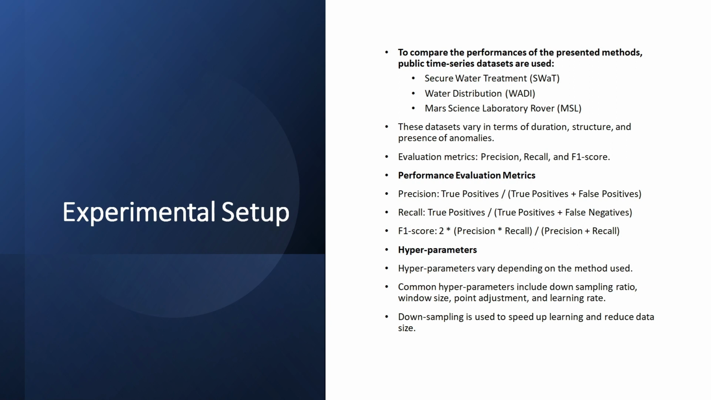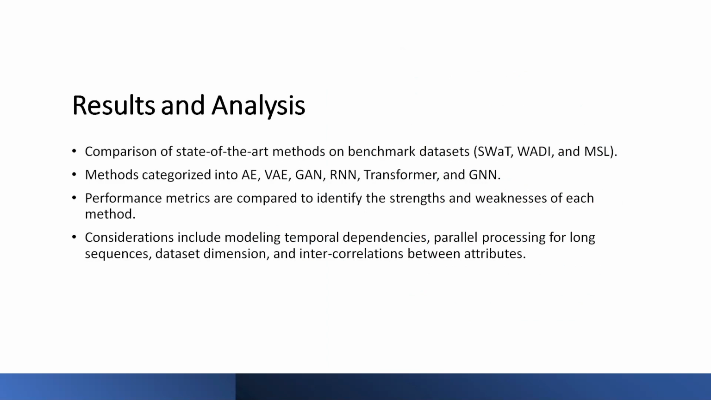Hyperparameters vary depending on the method used. Common hyperparameters include downsampling ratio, window size, point adjustment, and learning rate. Downsampling is used to speed up learning and reduce data size.